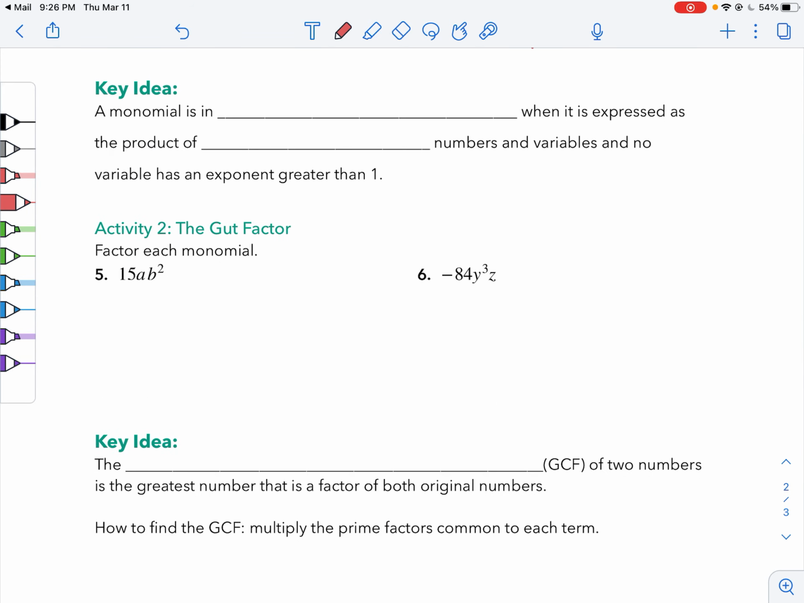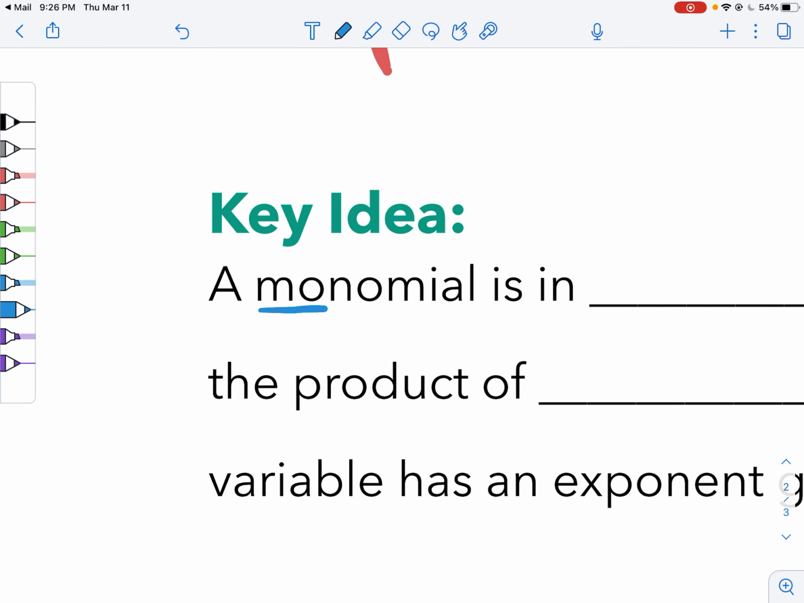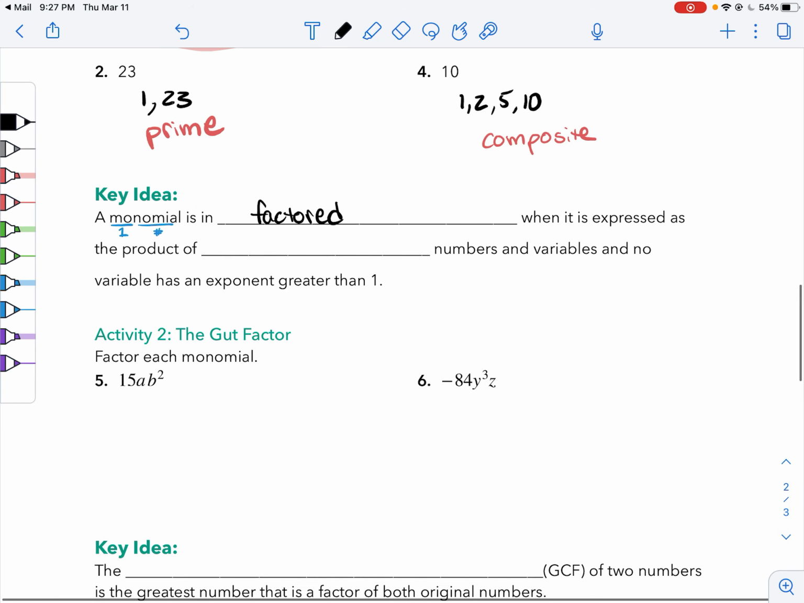Okay. So you'll remember a monomial. A monomial is something with one number. It's like one term. It's a whole bunch of things multiplied together. We say that a monomial is in factored form when it's expressed as a product of its prime factors and variables with no variable with an exponent greater than 1. That's super abstract.